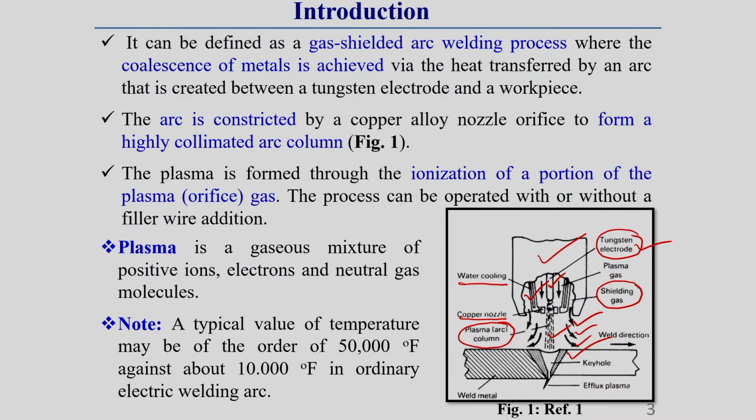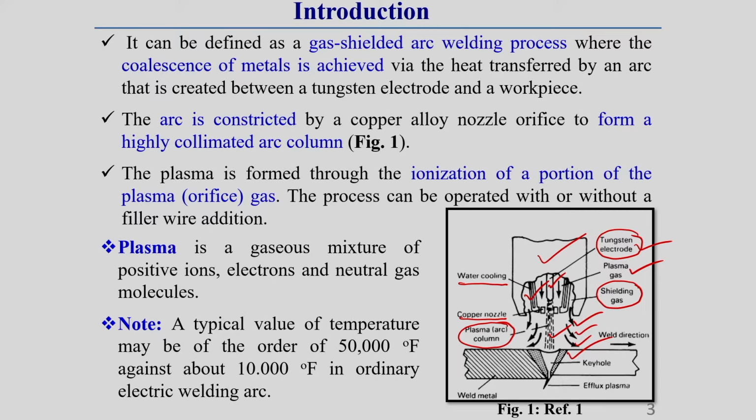Now, this plasma, or this arc plasma which is generated here, is formed by the plasma gas. You see this plasma gas passing through the inside of the copper nozzle. Once it comes into contact with this arc, some portion of this plasma gas is ionized. Once it is ionized, this plasma gas is converted to plasma arc.